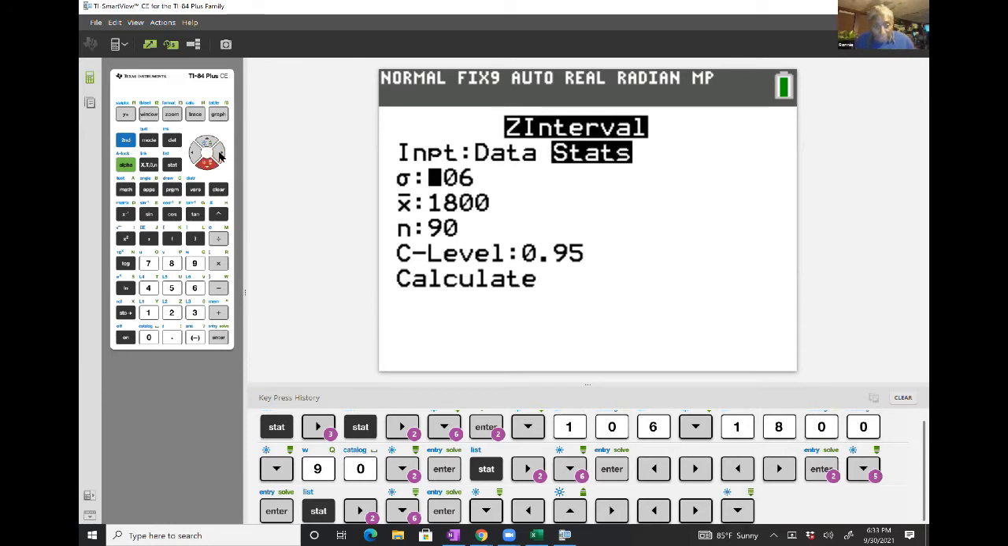I got it. The 106, and then we go down with the little arrow key. 1800. Go down again, sample size 90. Go down again, and then put in 0.95.